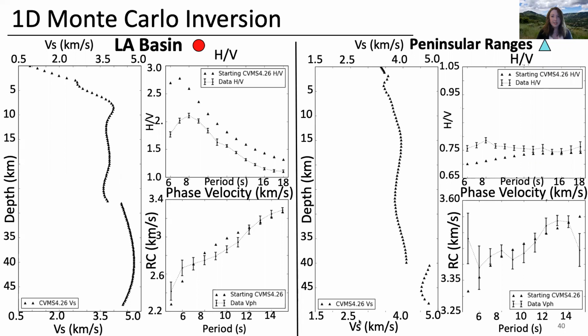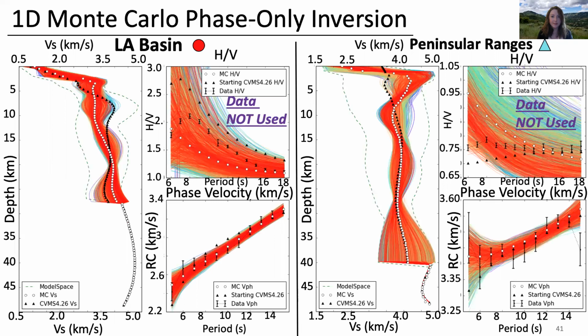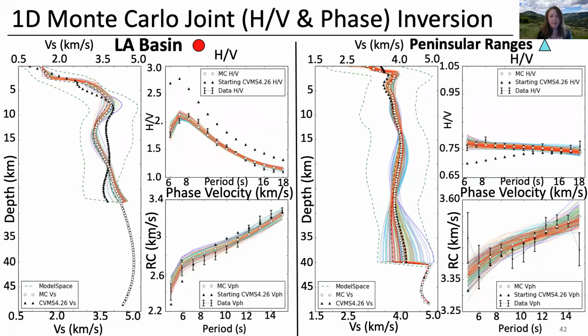On the left, we have the Los Angeles basin station starting model, predicted HRV and predicted phase velocity, as well as our data. On the right, we have the Peninsula Ranges mountain station. If we only use the phase velocity data set, we will not have as strong of a constraint. These are the posterior and final models if we don't include HRV data. However, if we do include the HRV data, we have a much tighter distribution in our model space. Note that you can also see where we lose sensitivity at depth, as the range of models below 30 kilometers depth spans the entire search range for the Peninsula Ranges station.